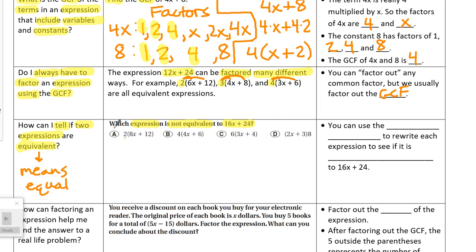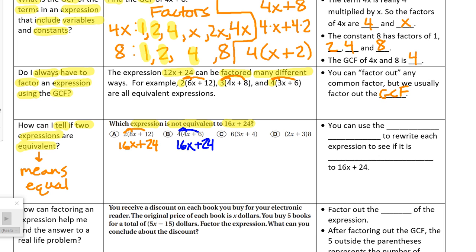Well, we have a factor next to parentheses. It distributes. So 2 times 8x is 16x plus 2 times 12 is 24. So was this expression 2 times the quantity 8x plus 12 equivalent to 16x plus 24? Yes. So now we'll try the next one. 4 is a factor next to parentheses. The 4 distributes to 4x. 4 times 4x is 16x. 4 times 6 is 24. That's the same. So still haven't found one.